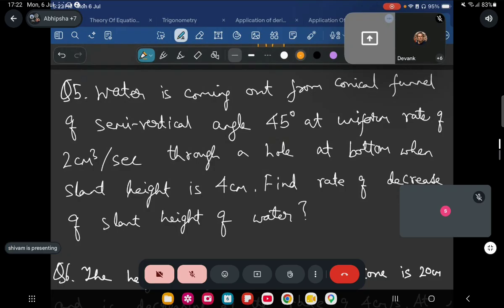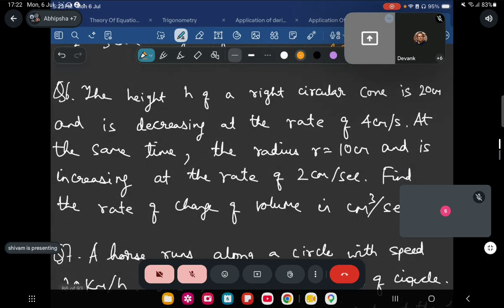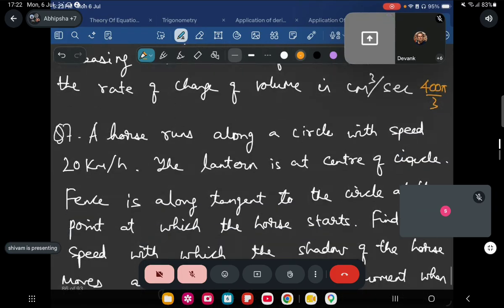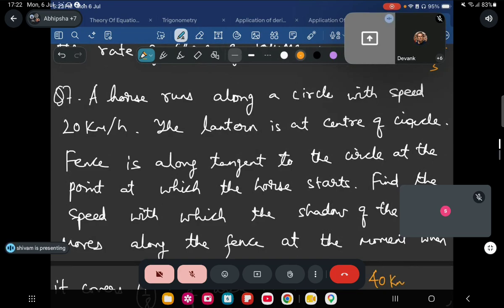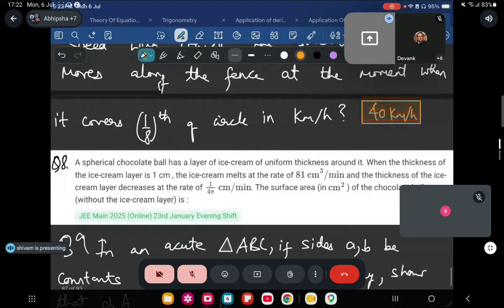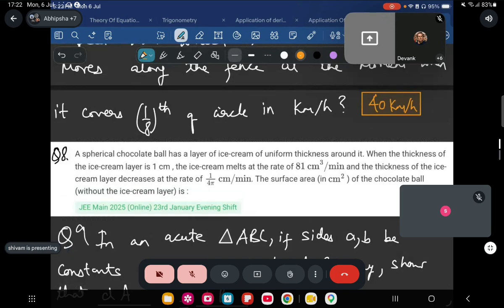Okay, next one. I'm telling you the answer. Next one is root 2 by 4 pi. Anyone having any doubts, tell me. Root 2 upon 4 pi. Next one is 400 pi by 3. Anyone having any doubts, tell me. 400 pi by 3. Next one is 40 kilometers per hour. Anyone having any doubt, tell me. Tell me everyone, if there is anyone having any doubt, you can ask me. Next one, 256. If anyone has any doubt, you can ask me now.